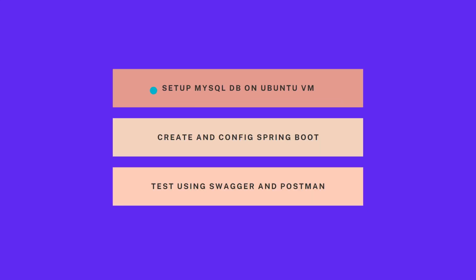So first we will set up the MySQL DB on Ubuntu VM, and we'll use GCP, that is Google Cloud VM, and then we'll create and configure the Spring Boot, and then we'll test using the Swagger and maybe Postman, but most probably we'll use the Swagger, and I want you guys to test using the Postman. All right, so let's get started.